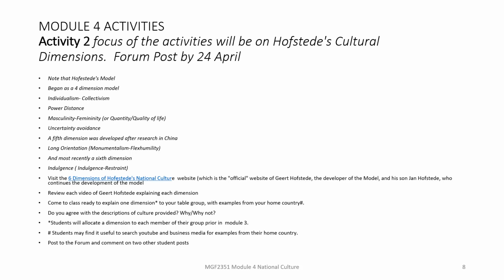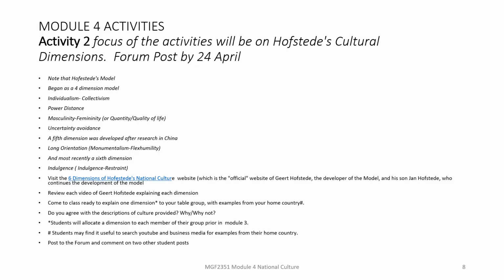The second Moodle activity looks at a model that draws from psychology. It's a model that's measuring culture, which is Hofstede's model. I'm sure you've already done Hofstede's model. In the past, Hofstede's model began as a 4-dimension model of individualism and collectivism, power distance, masculinity and femininity, that was later updated to be called quantity and quality of life, and uncertainty avoidance. A fifth dimension was added after research in China about long-term orientation, and a sixth dimension was added more recently about indulgence and restraint.